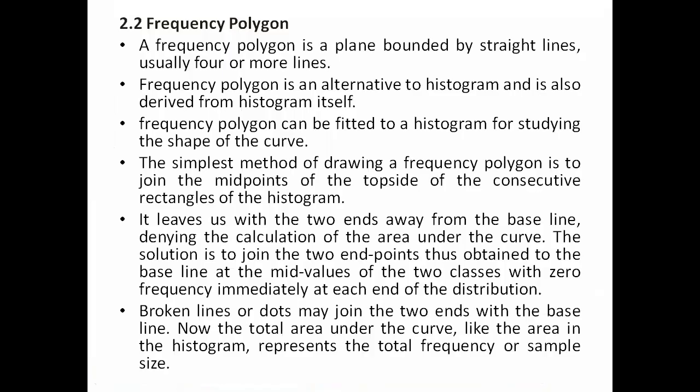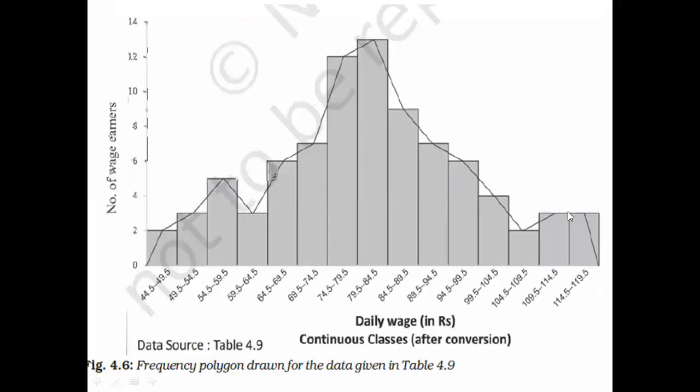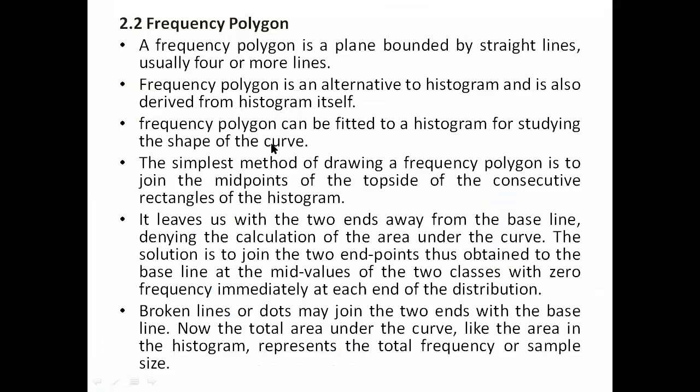What is going to be the frequency polygon? A frequency polygon is a plane figure bounded by straight lines, usually four or more lines, right? These lines are useful to draw the polygon, right? So the frequency polygon is the alternative to the histogram. Suppose if you don't want to use the histogram, or if it is not sufficient, we can do this, right? And it is also derived from the histogram itself. A frequency polygon can be fitted to the histogram for studying the shape of the curve.